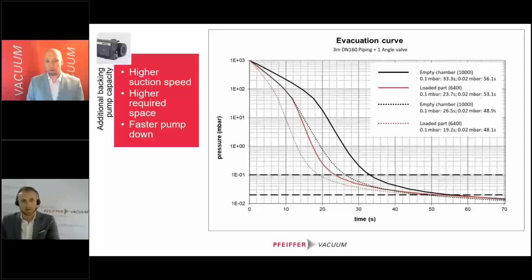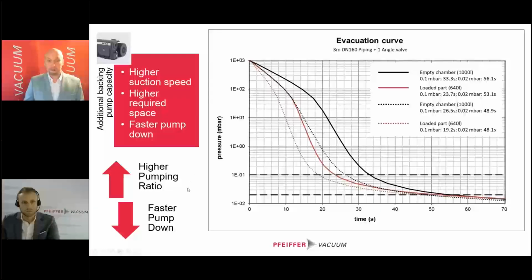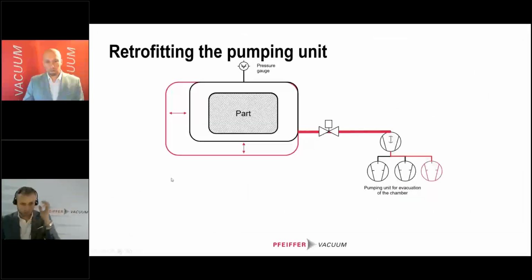For sure, you also need more power as you add another backing pump, but overall, you result in a faster pump down time, which is particularly true for the upper level and also for the lower level, but not to the same extent. And this is summarized: higher pumping ratio goes hand in hand with a faster pump down overall. So that's the situation we have faced so far, or described so far in the last slides.